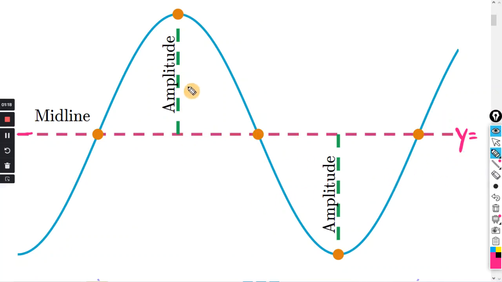And as you can see, the amplitude is basically half the height of the sine wave. You see the sine wave travels from this height here all the way down to this height here. So the amplitude is basically half the height of the sine wave. It's half the distance from the maximum to the minimum.